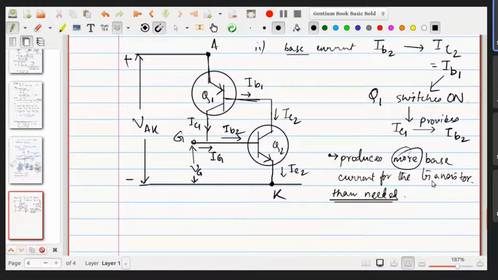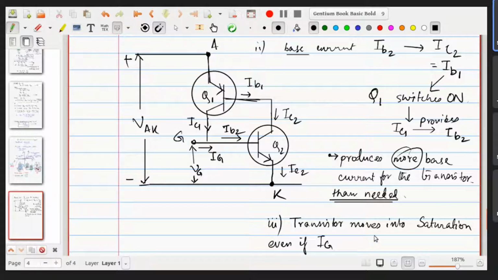So what happens? Point number 3. The transistor moves into saturation. Under which condition? Even if IG, the gate current, is cut off.